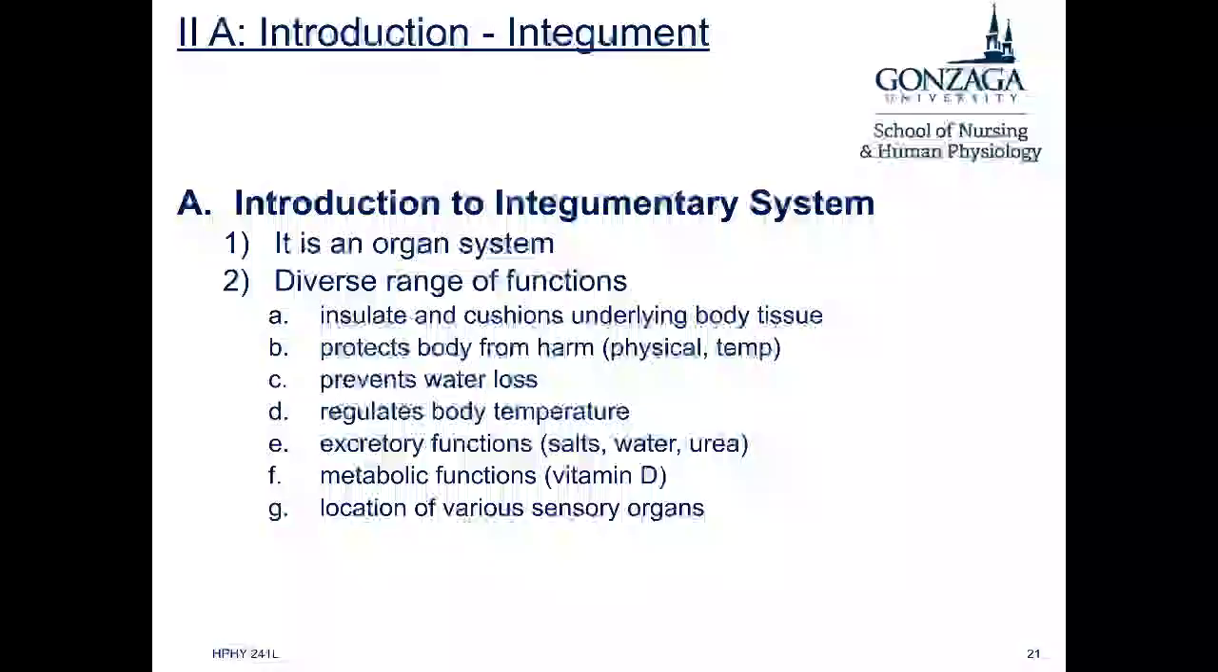So the integumentary system is an organ system, and it provides many different functions to us. It helps us insulate and cushion underlying body tissue, protects our body from physical harm, helps prevent water loss, helps us regulate our body temperature, provides excretory and metabolic functions, and is a location for various sensory organs like touch.